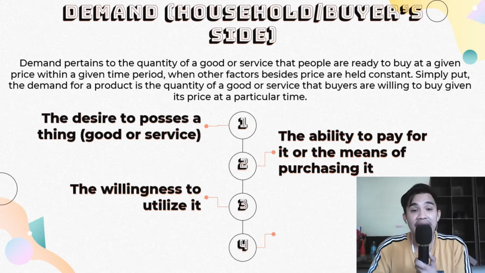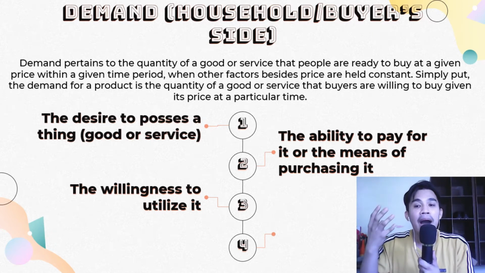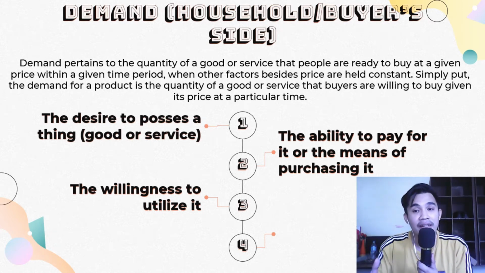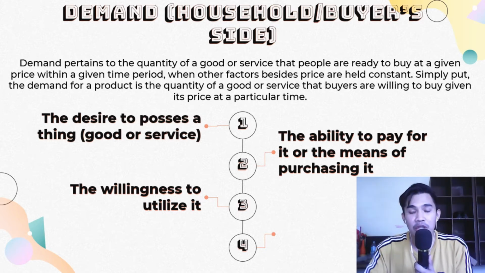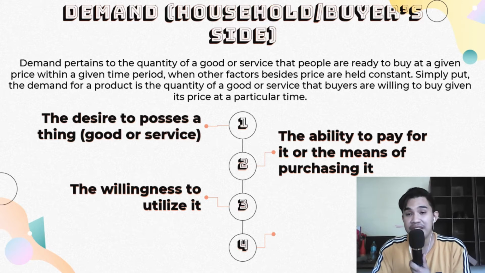First, the desire to possess a thing. Who desires it? We humans, because we want to be satisfied. By buying the things that we need and want, we could satisfy ourselves. Second, the ability to pay for it, or the means of purchasing it. Third, the willingness to utilize it.